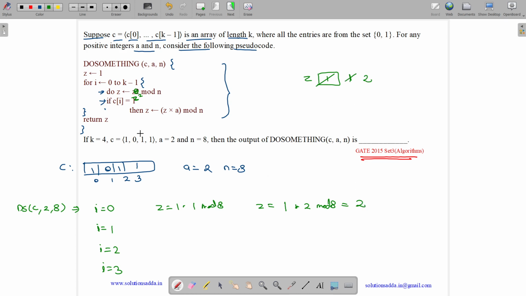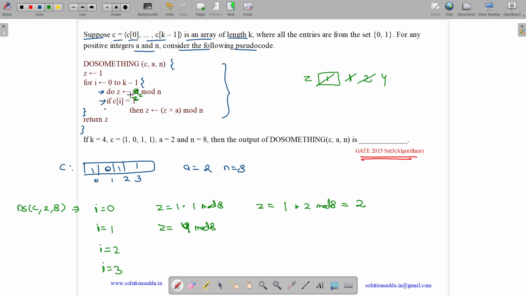Okay. Now this iteration is done, then i equals 1. Then we have z equals z square mod n. So z is 2, 2 square is 4 mod 8, so we get z equals 4. So z becomes 4. Now we have if C[1] equals 1, C[1] is 0, so this does not execute. Then i gets incremented to 2.